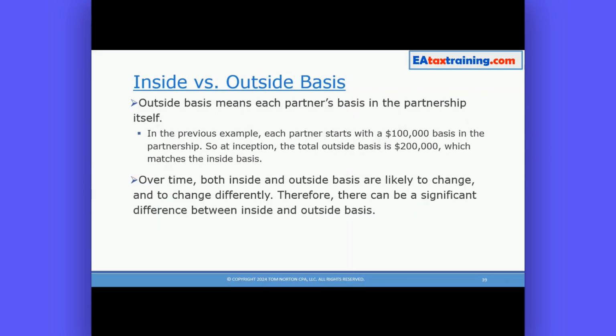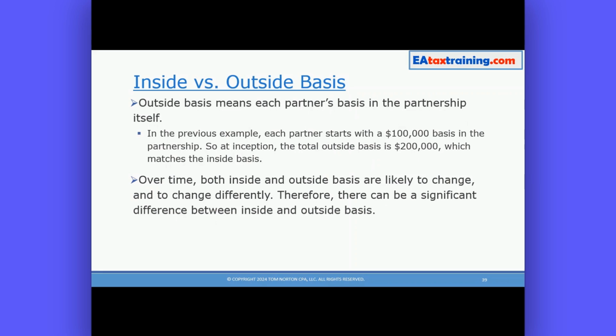Outside basis is each partner's basis in the partnership. So in the previous example, each partner starts with a $100,000 basis in the partnership. Partner A put in a building with an adjusted basis of $100,000, so that's their basis. And partner B put in cash of $100,000, so that's her basis. And so the total outside basis combined is $200,000. And at the moment, that is the same as the inside basis.